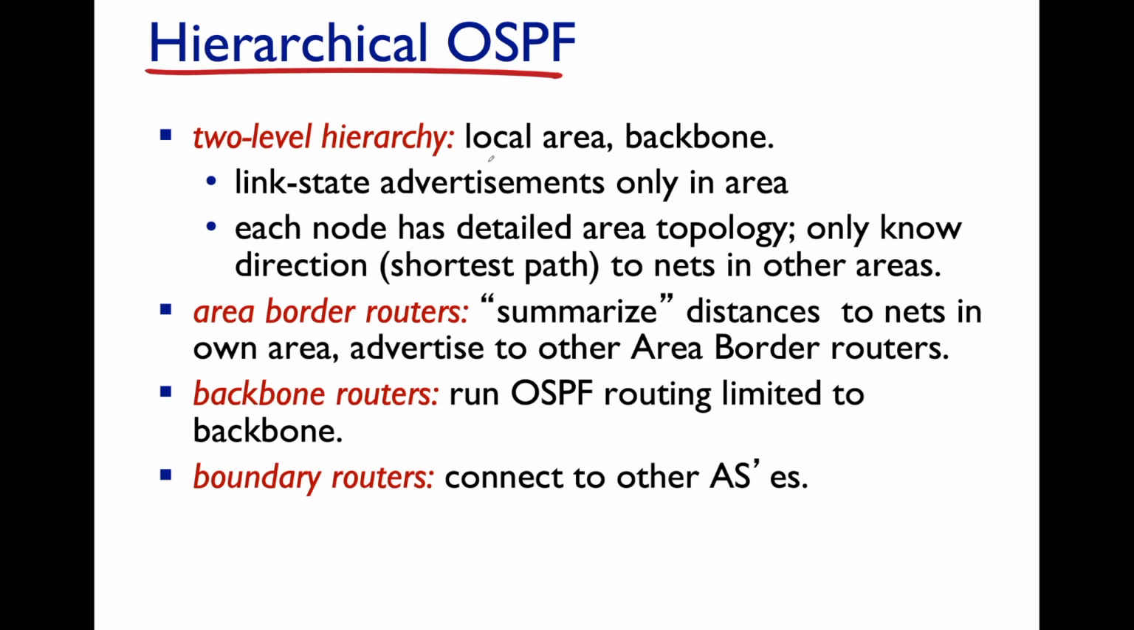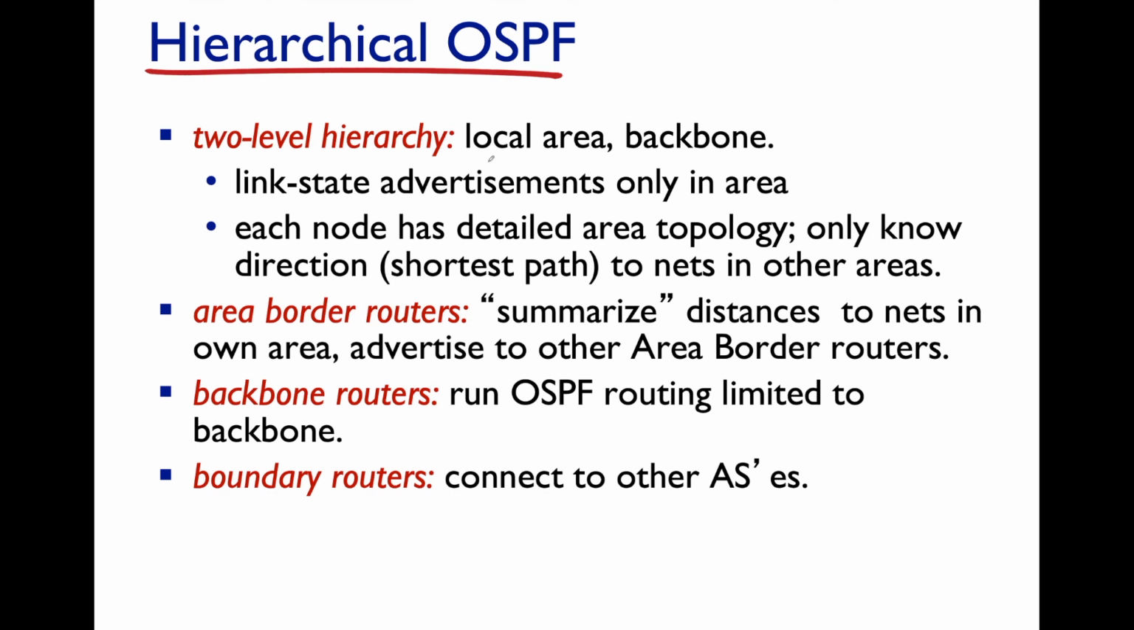And so we can have a 2-level hierarchy in OSPF. We have the local areas, more than one, and then we have the backbone. And link state advertisements are only within an area. Each node has detailed area topology and only knows the direction to networks in other areas. And so the area border routers summarize the distances to the nodes in their own area, but advertise them to other area border routers. And so these area border routers act almost like mini border gateway routers, but only among different areas within the same autonomous system, stitched together through the backbone routers.